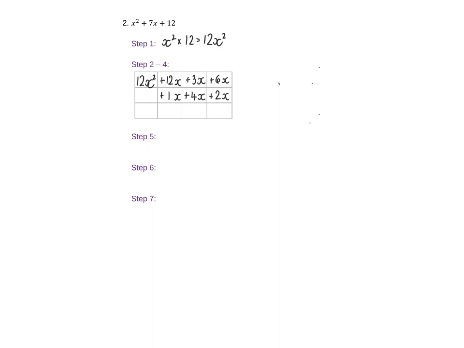Okay, and now we sum the answers here. 12x plus 1x is 13x. I go and look at the middle term, it's 7x. So no, that does not work. Then in the next one, it's 3x and 4x, which indeed does give you 7x. Okay, so I'm going to stop there. I'm not even going to carry on to the next pair of factors, because obviously these are the factors that I'm going to use. What do we do in the next step?